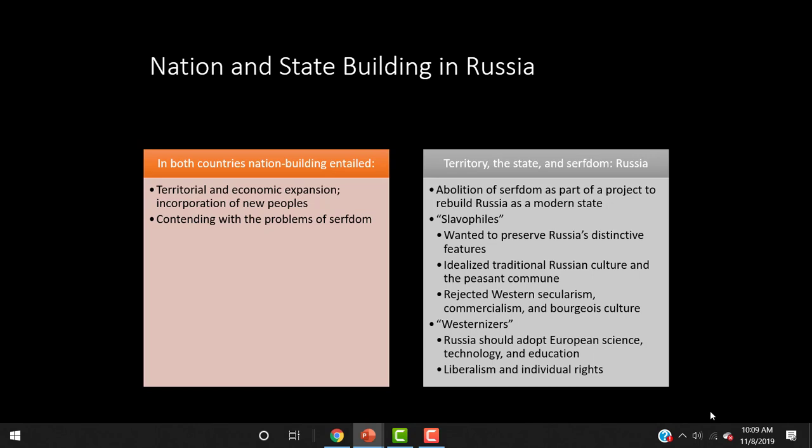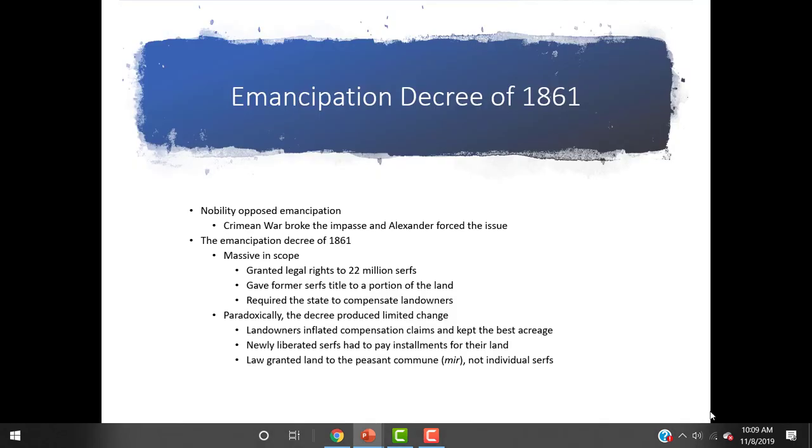Russia should adopt European science, technology, and education. This is what the people who wanted to westernize Russia began to believe. They wanted liberalism and individual rights. But the nobility opposed emancipation. The Crimean War broke out. At the impasse, Alexander forced the issue, and the Emancipation Decree of 1861 was massive.